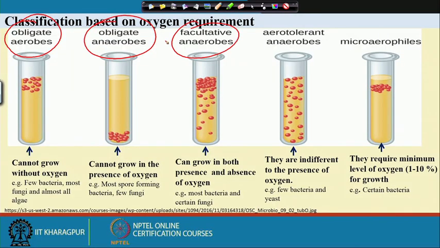And there is another organism, the facultative anaerobe. A facultative anaerobe is a typical organism which can grow both in the presence of oxygen and in the absence of oxygen. Most bacteria and certain fungi have this unique character. I can give you one example: I was talking about Saccharomyces cerevisiae. Under aerobic condition, it produces Baker's yeast. Under anaerobic condition, it produces ethanol. So it has dual characteristics.